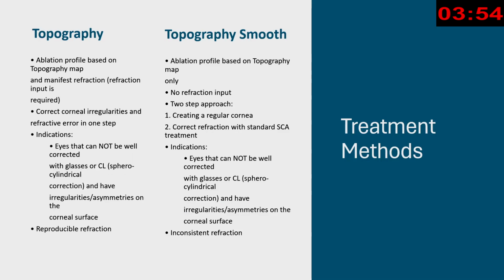So there are two gross categories of topography-guided surface ablation. One is topography-guided treatment, where the ablation profile is created to regularize the cornea, and manifest refraction is included in the profile to correct both. Whereas in topography smoothing, in eyes that have an irregular surface, it can be done as a two-step procedure, where in the first step, the surface is regularized, and in the second step, about 4 to 6 weeks later, the refractive correction can be done.